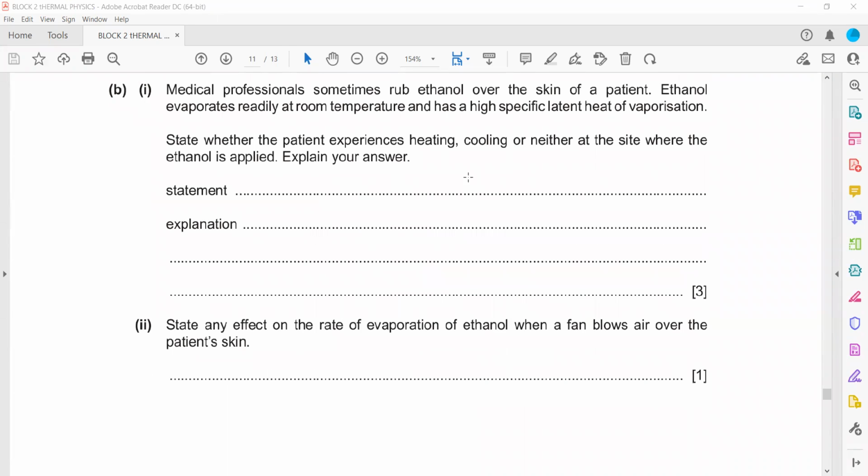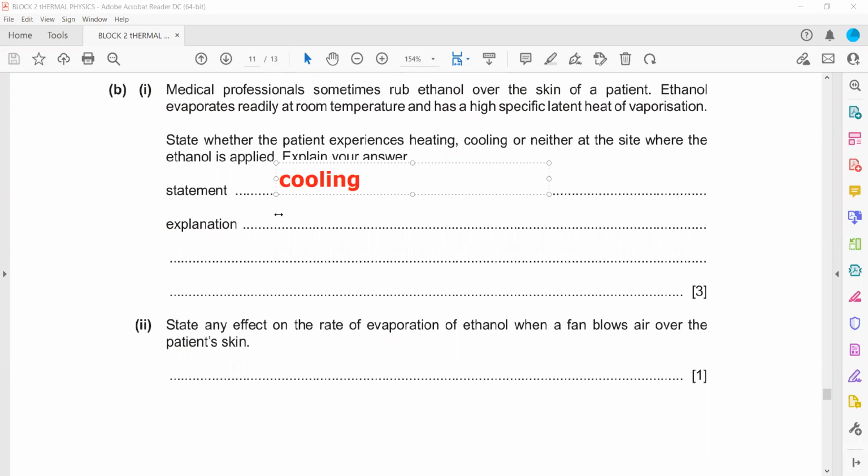A medical professional sometimes rubs ethanol over the skin of a patient. Ethanol evaporates readily, like quickly, at room temperature and has a high specific latent heat of vaporization. State whether the patient experiences heating or cooling or neither, and explain your answer. So he will experience a cooling effect. And what is the reason for that?